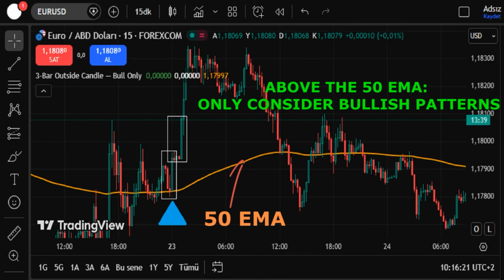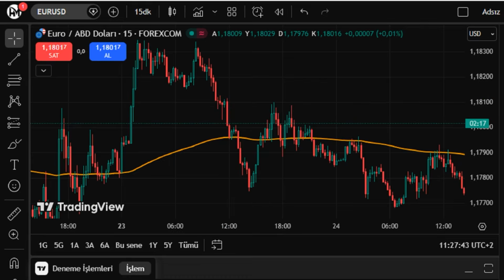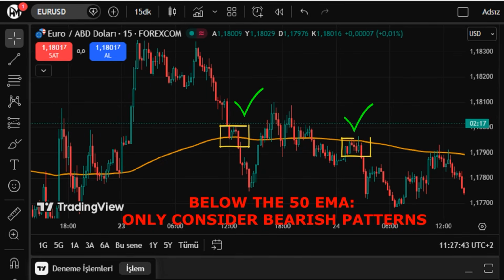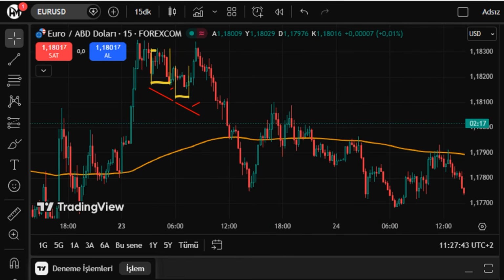Simply put, when price sits above the 50 EMA, only consider bullish setups to align with the trend. When the price is below the 50 EMA, focus only on bearish patterns. A common mistake is assuming that a strong bearish outside candle is a reversal signal. You open a short position, but the trend is upward, so the price continues to rise, and the trade fails even if the pattern looks perfect.